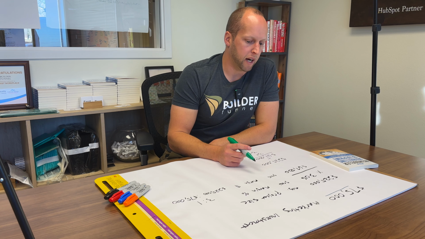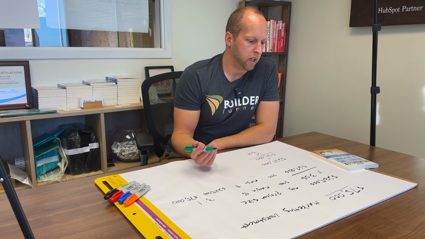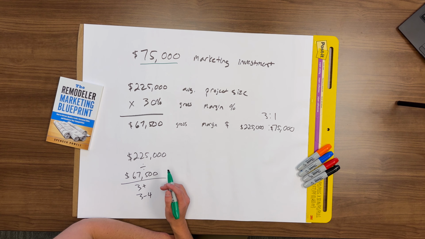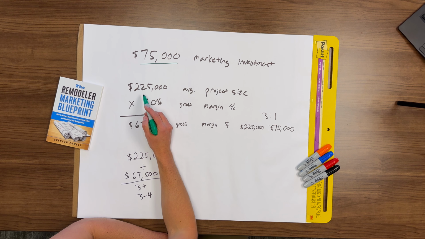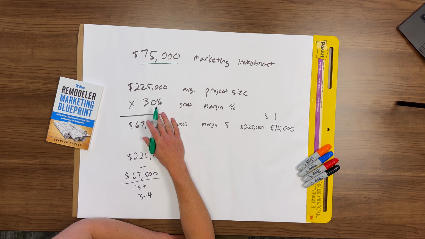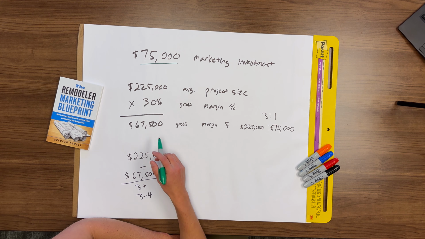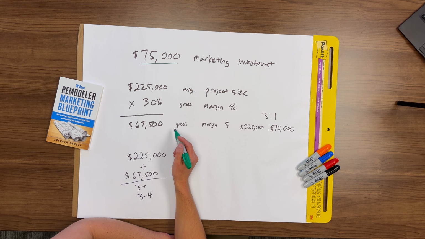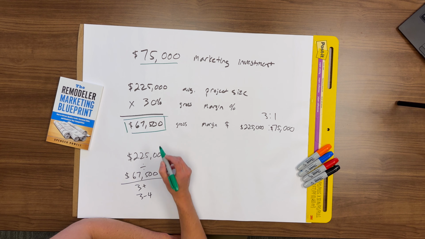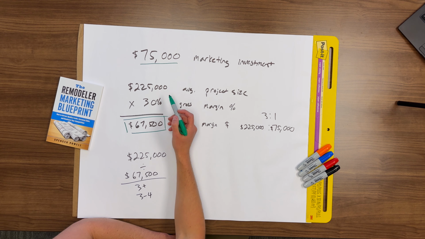So now we need to go back to step 1 and say, what do I need to get out of this investment? Well, we need to know what a customer is worth to you. So in this example, we're going to say an average project size is $225,000. If your gross margin is 30%, we're just simply going to multiply those to get our gross margin dollars. This is what a customer is worth to your business if your average project size is $225,000 and your average gross margin is 30%.